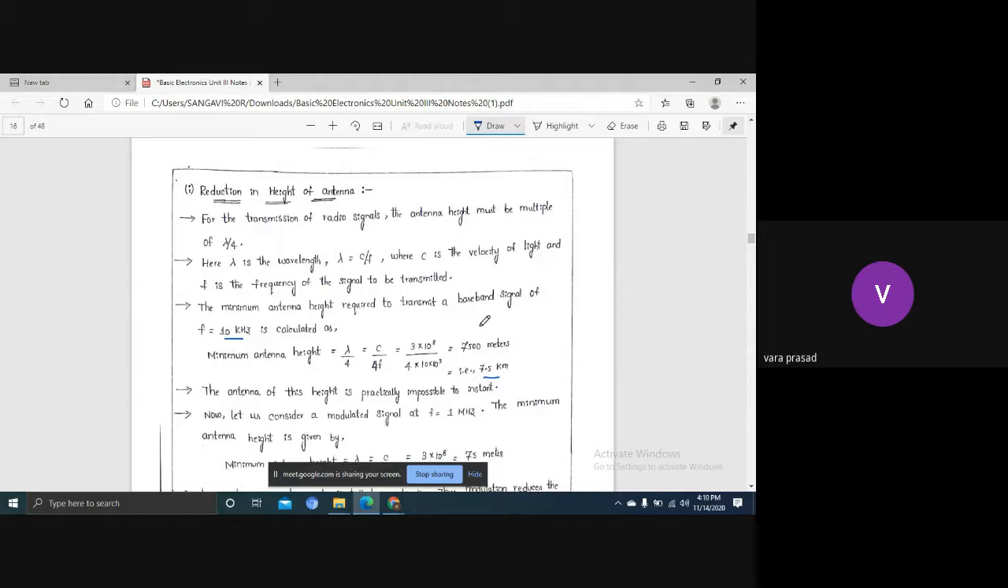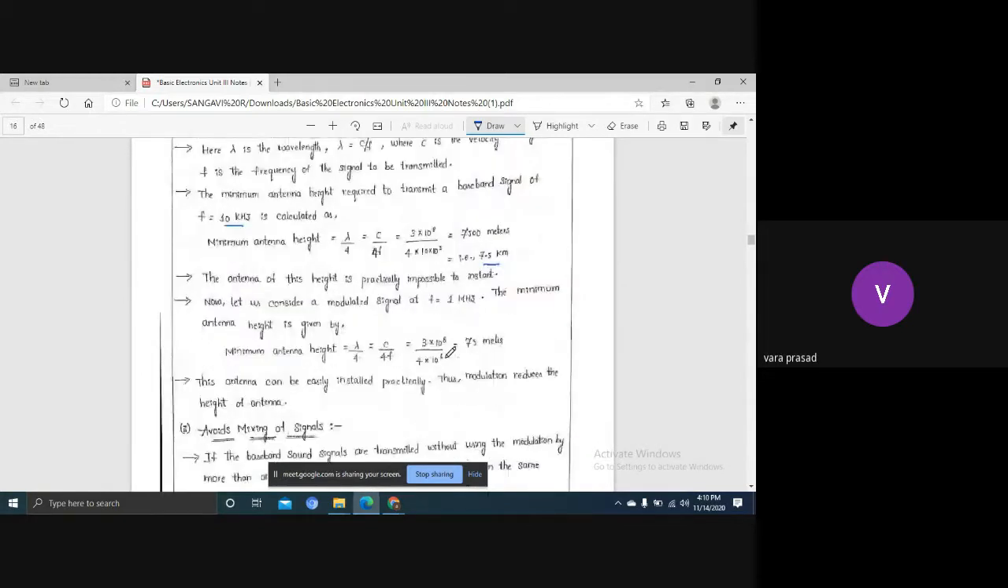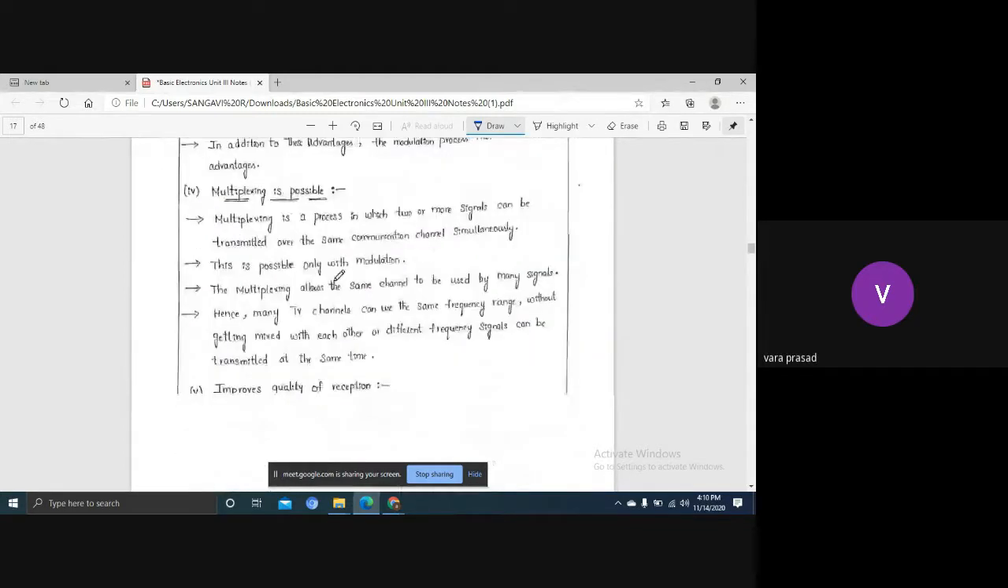If you are transmitting at 1 megahertz, then you need only 75 meters. Here, for 10 kilohertz it is 7.5 kilometers; if you send a 1 kilohertz message signal, then approximately 75 kilometers of antenna is needed. This can be reduced by using the modulation technique. You can check it; there are reasons for this.